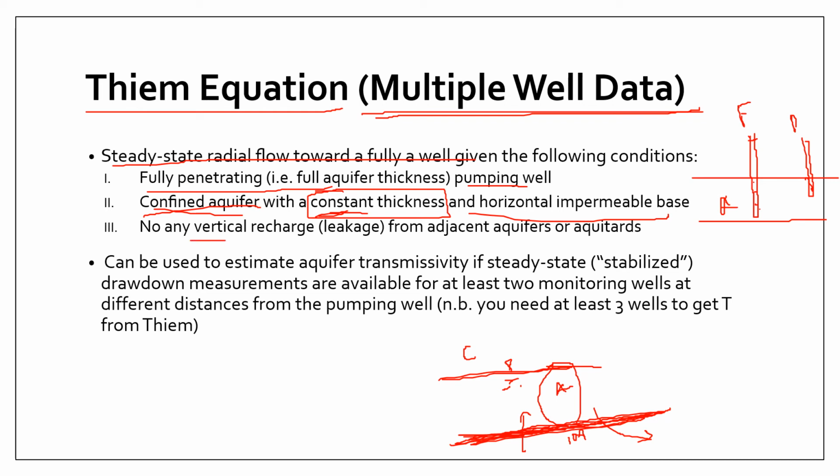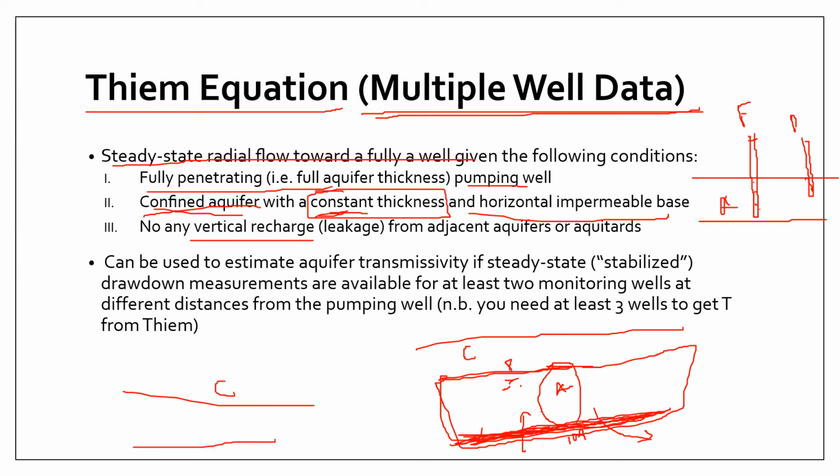And you also should not have any vertical recharge from adjacent aquifers or aquitards. So if this is your confined aquifer, so you have Aquifer 1, and you also have overlying aquifers like Aquifer 2. So if Aquifer 2 cannot recharge Aquifer 1, then you have a non-leaky aquifer.